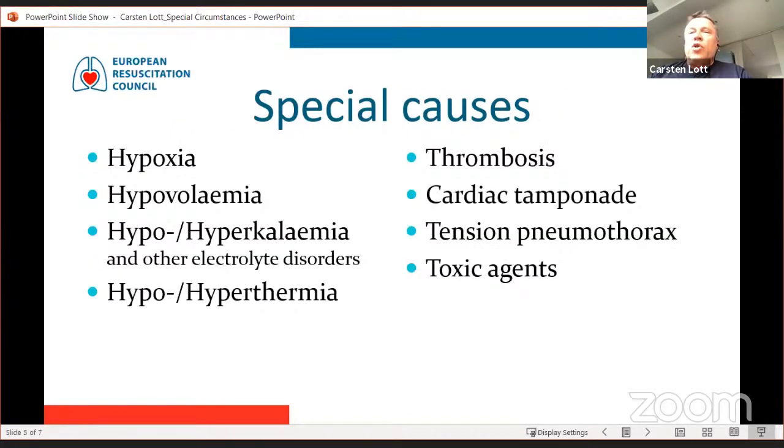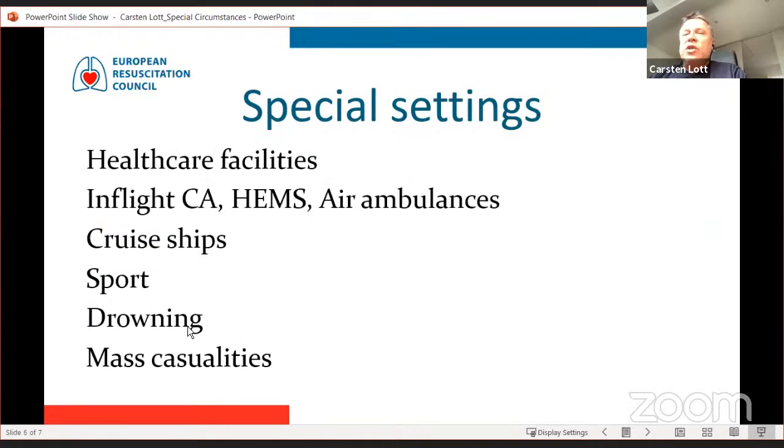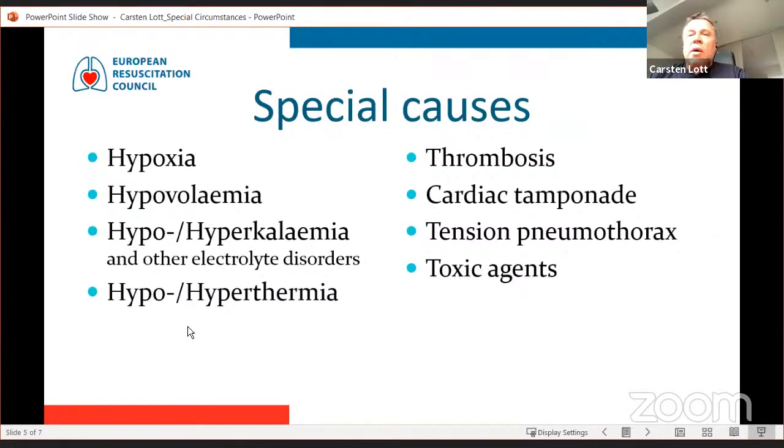Next one is the special causes section. As you can see, we had a lot of discussion before getting into the chapter structure about whether we should change the structure for the 4 H's and the 4 T's, but we kept the 4 H's and the 4 T's. In hypoxia, there's not so much new. Hypovolemia has a clear focus on 3 subsections: anaphylaxis, sepsis, and trauma. And we have, in cooperation with the UK guideline, a new section, hyperkalemia and electrolytes.